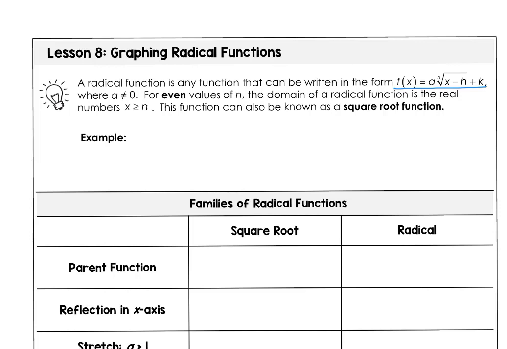And for even values of the index, the domain of the radical function is all the real numbers that are greater than or equal to that index. This function can also be known as a square root function. Here's some examples. F of x is the square root of x minus 2. We could say g of x is 2 times the cube root of x minus 3 plus 1. So f of x is a square root function, and g of x is a radical function.